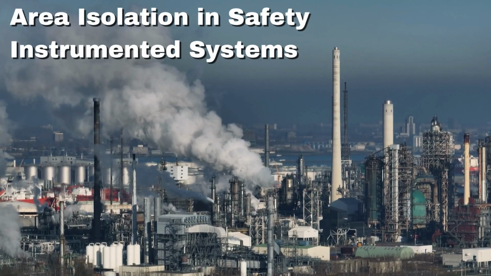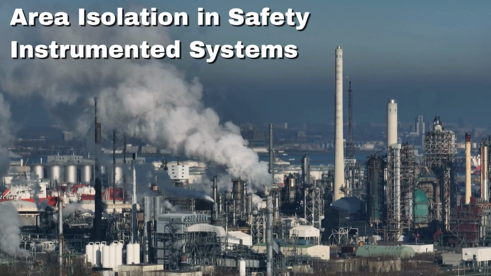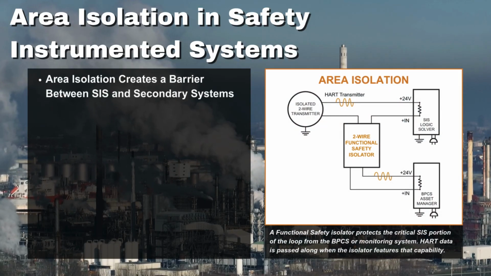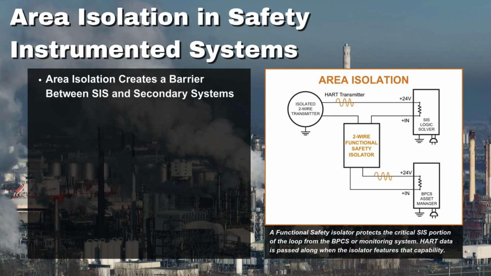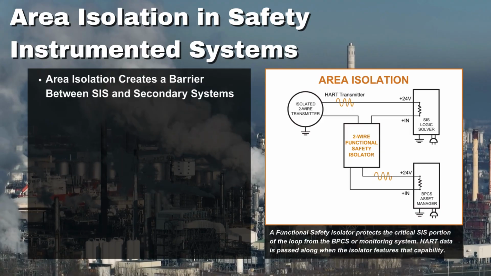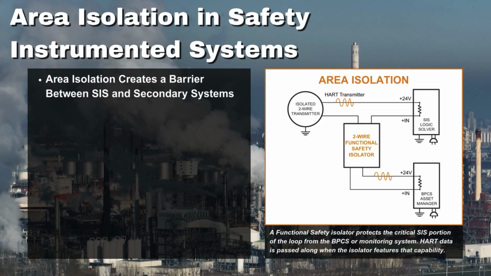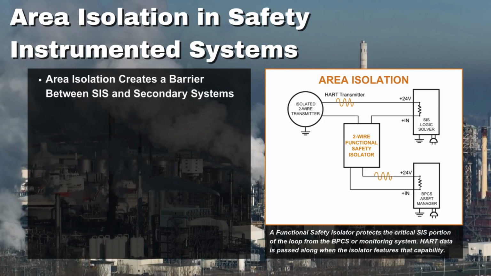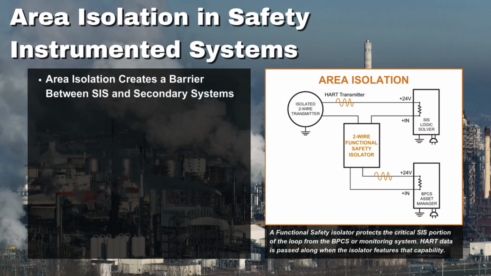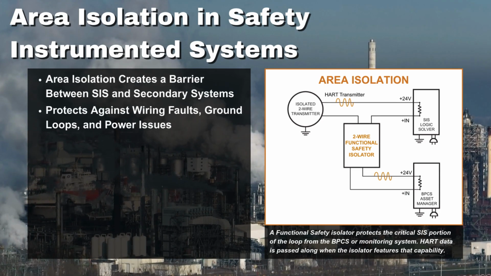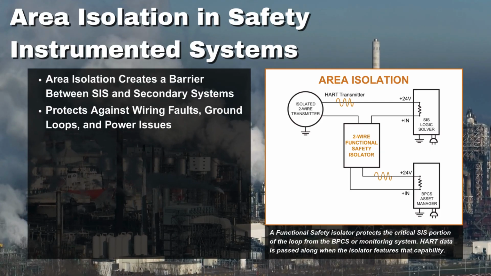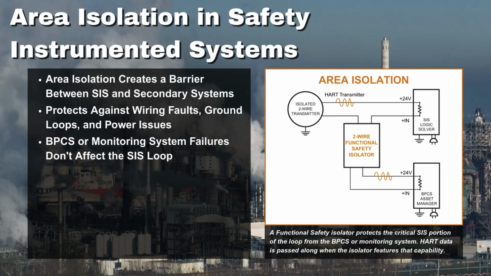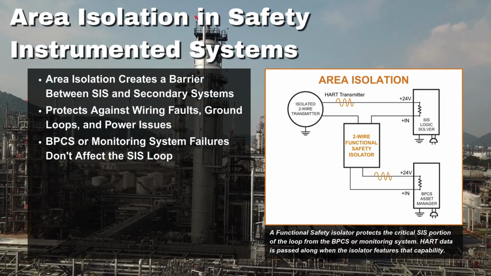In a safety instrumented system, protecting the integrity of the safety loop is the top priority. Area isolation is the practice of using a functional safety isolator to create a protective barrier between the safety instrumented system and other systems such as the BPCS or a monitoring platform. Without this isolation, a wiring fault, ground loop, or power issue on the non-SIS side could potentially disrupt the safety loop, an unacceptable risk in critical process environments.